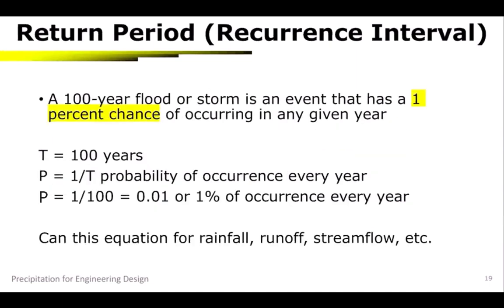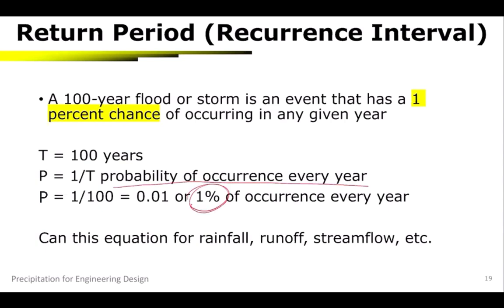So again, a 100-year flood or storm is an event that has a 1% chance of occurring in any given year. So what we would do to calculate this is we would set T equal to 100 years, and then P, which is the probability of occurrence every year, is just equal to 1 over T. So P is equal to 1 over 100, which is 0.01, or a 1% chance of occurrence every year.